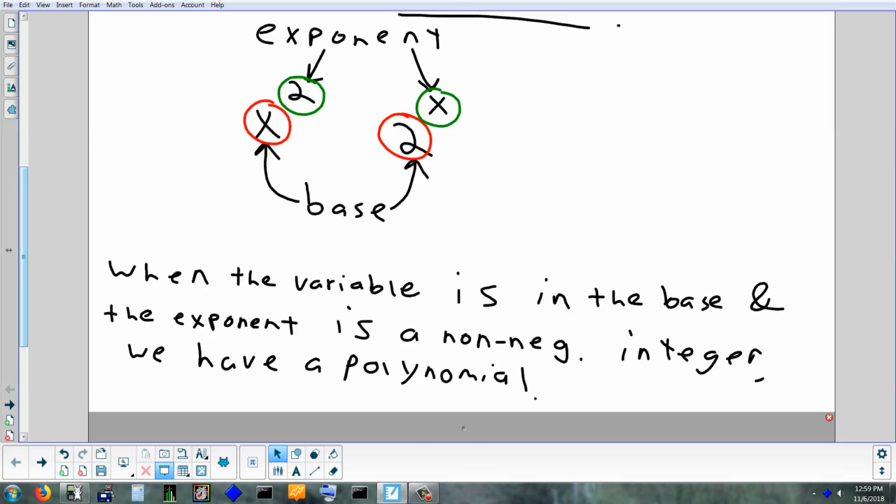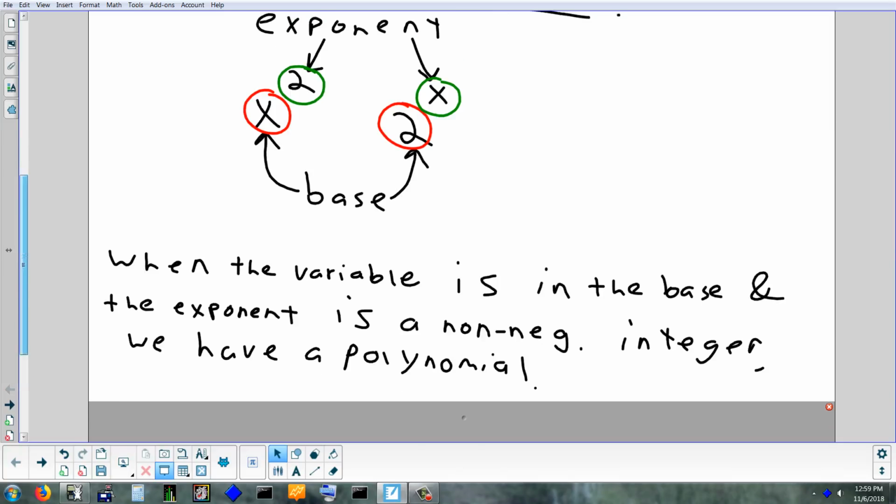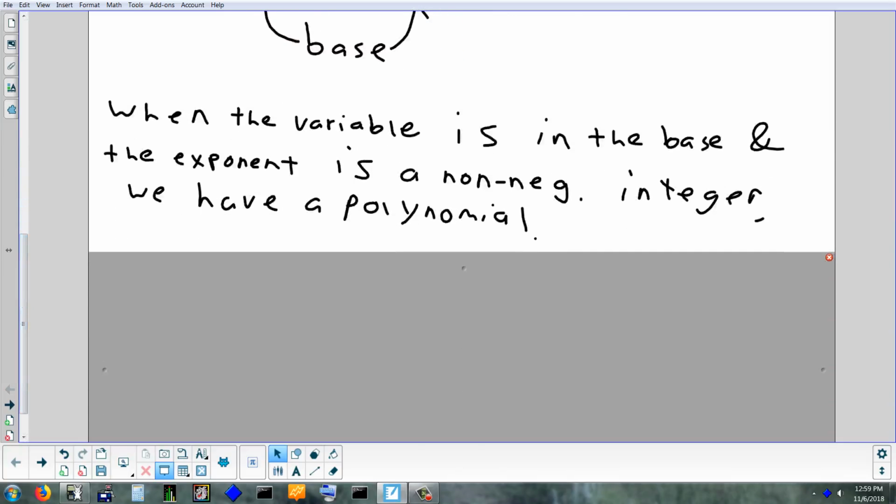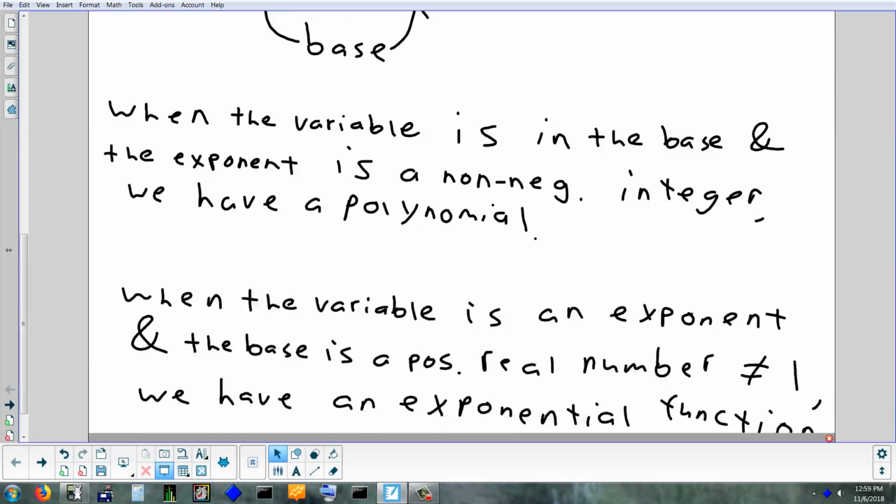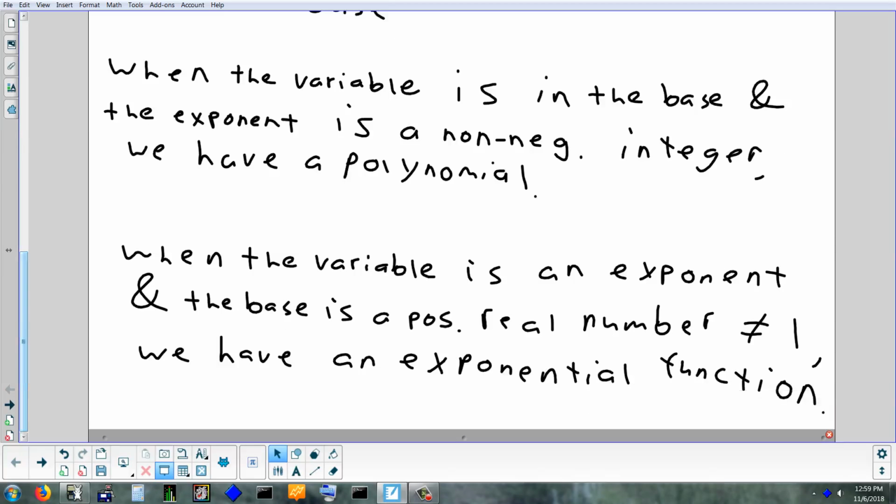The one that I put here, 2 to the x, is an exponential. In fact, it's exponential doubling, something doubling over time. Towards the end, we're going to look at a formula that has 2 to a power in it. If you did 3 to a power, that would be like something tripling every minute, every hour. So when the variable is an exponent and the base is a positive number not equal to 1, that's an exponential function. We'll see that a couple times today.